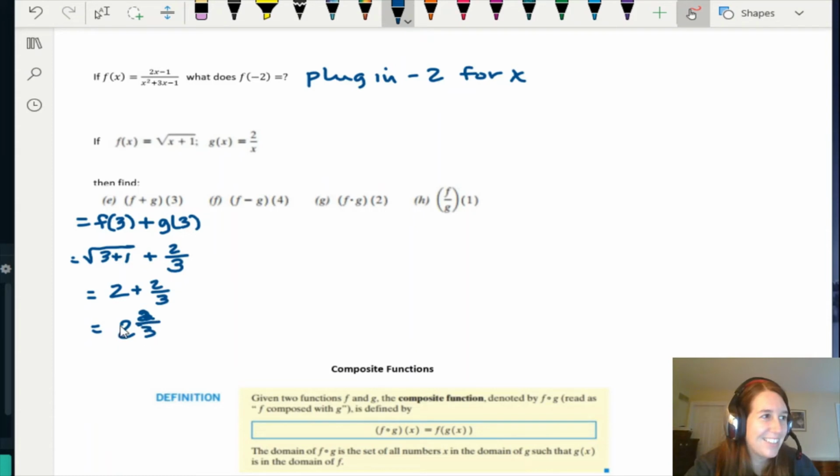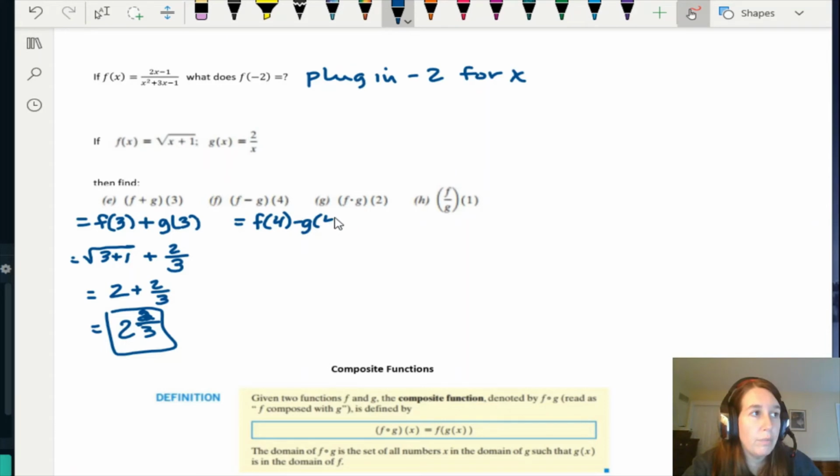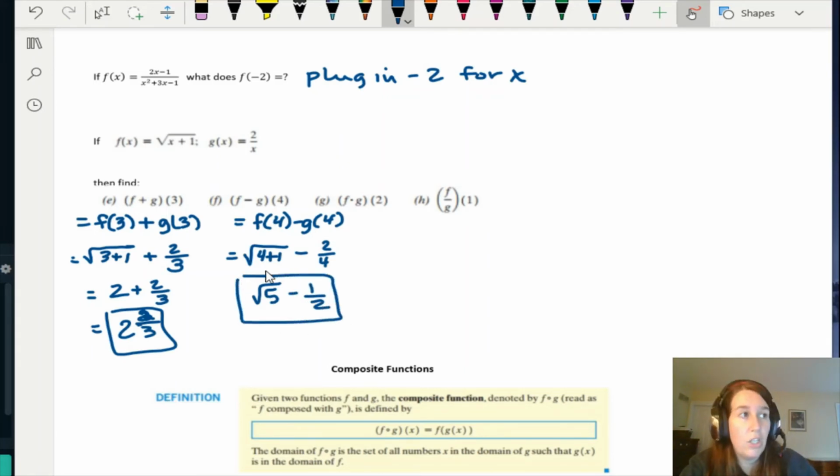Oops, I said 2 and 2/3. I wrote something else. All right, if you're doing the f minus g of 4, it's probably easier to plug it in as the f of 4 minus the g of 4. This is optional. I mean, you don't have to do it that way. You could really find the f minus g in terms of x and then plug in the 4 as well. So this would be the square root of 4 plus 1 minus 2 over 4. So this would be the square root of 5, which I would just probably leave as the square root of 5, minus 1/2. No further simplification needed.